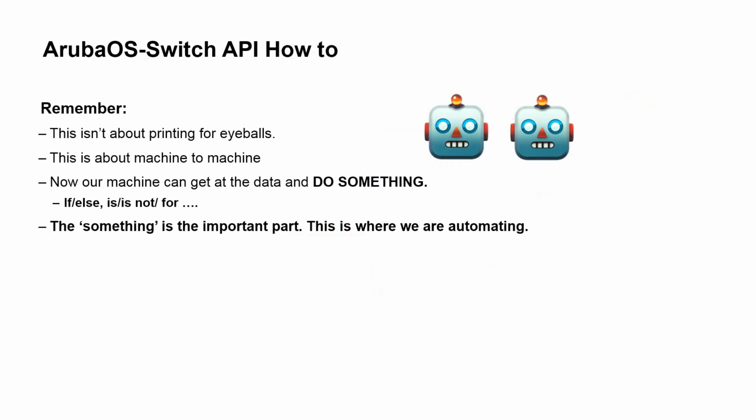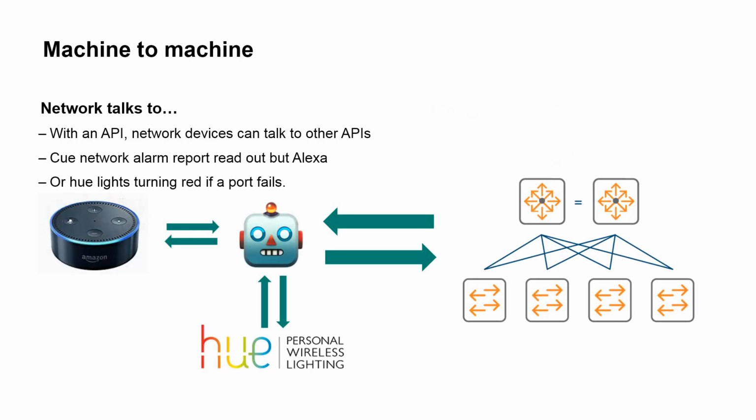So Python can consume that very easily. Then we can run some loops. We can do some if, else, is, not, some for loops over the information. So it's the something that we're doing. This is the important part. This is our automation.